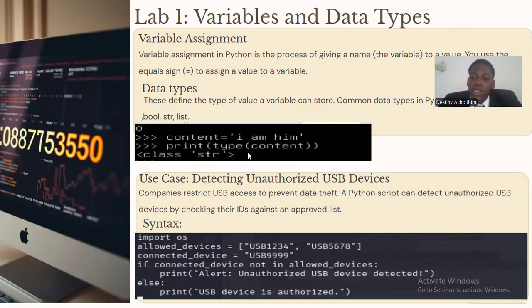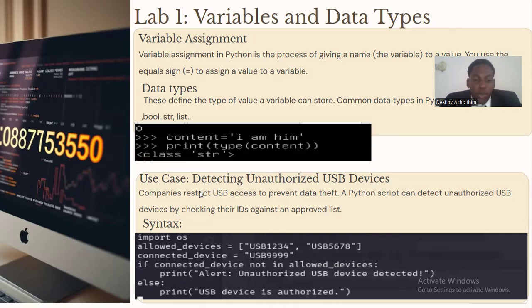The use case for this lab is detecting unauthorized USB devices. Many companies restrict USB access to prevent data theft. A Python script can compare newly connected USB devices with a list of approved devices. If an unapproved device is detected, then an alert is triggered, preventing unauthorized data transfer.